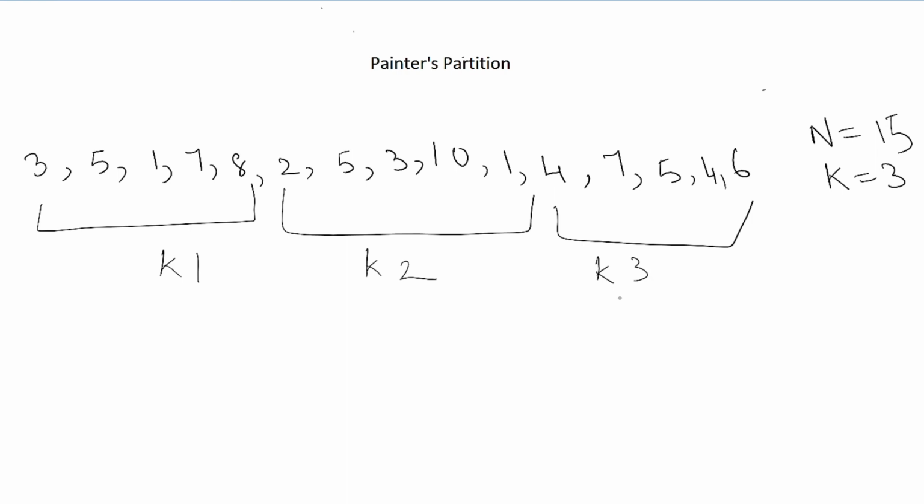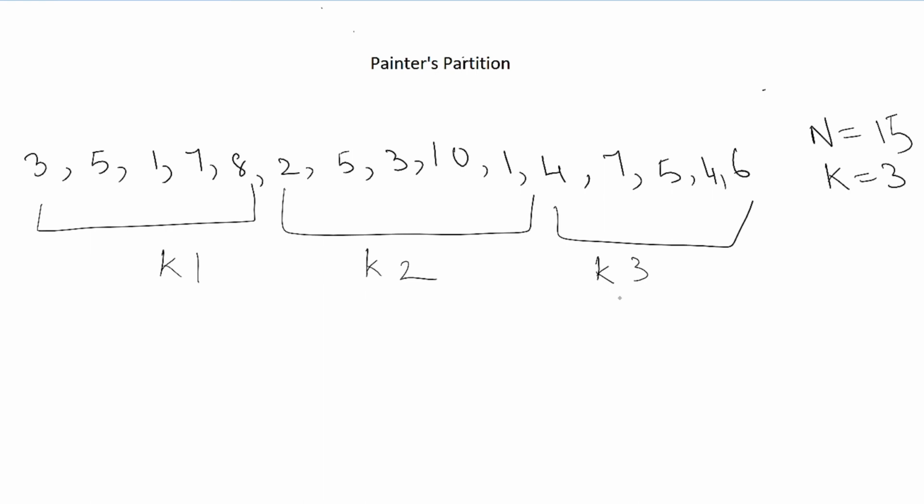This is how our 3 workers are doing their works. We need to see that they are doing a continuous set of works in the array, and after finishing their work they cannot start another work or take work from the other workers. So we need to find the minimum time to take. These numbers depict the time to complete one task. So these are 3 units of tasks, 5 units, 1, 7, 8, etc.